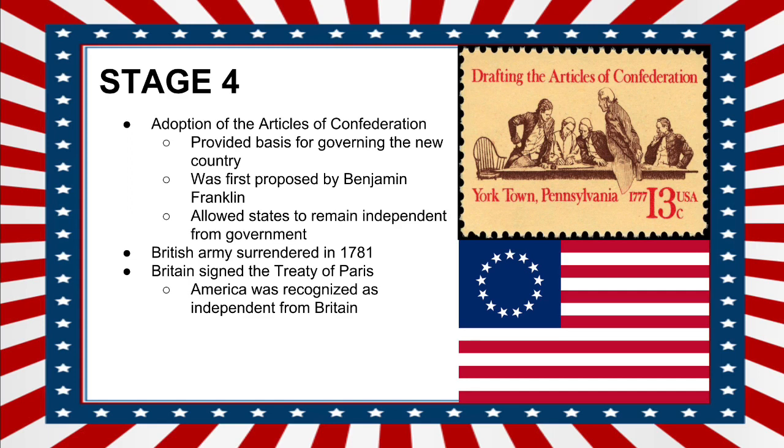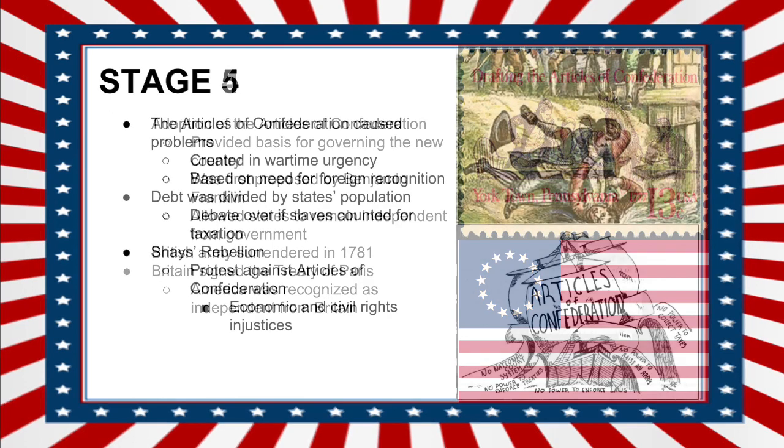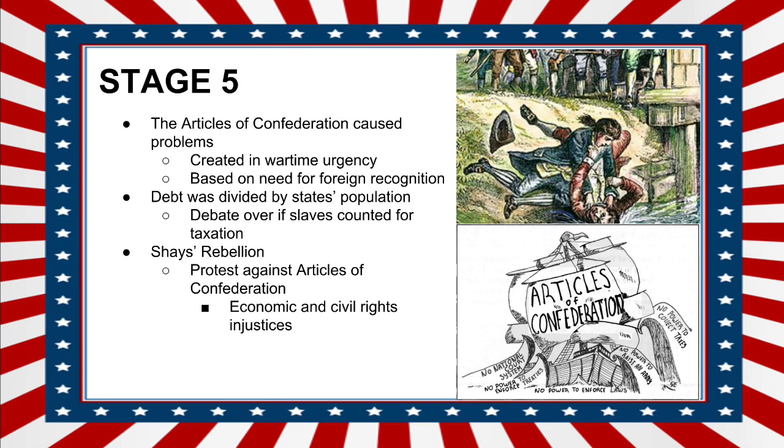Congress attempted several times to amend the Articles of Confederation but failed each time. Although the colonies were independent from Britain, they still faced some problems among themselves. First of all, the Articles of Confederation were created quickly in a time of war, so there were bound to be some revisions needed. The first problem was that the Articles of Confederation were unclear on how the nation's debt was to be split up among the states. It was supposed to be based on the state's population, but there was debate as to whether slaves should count toward the population used in determining the fraction of the debt given to the state.